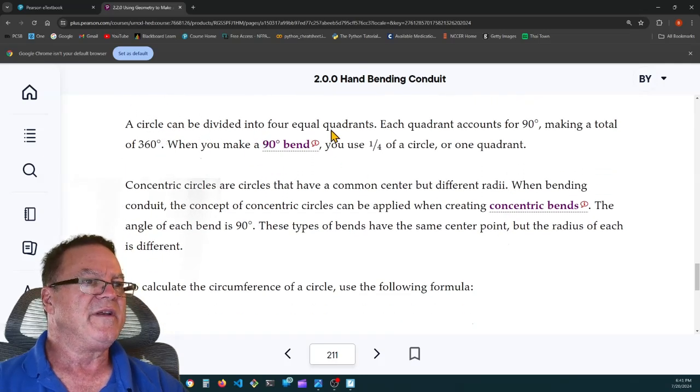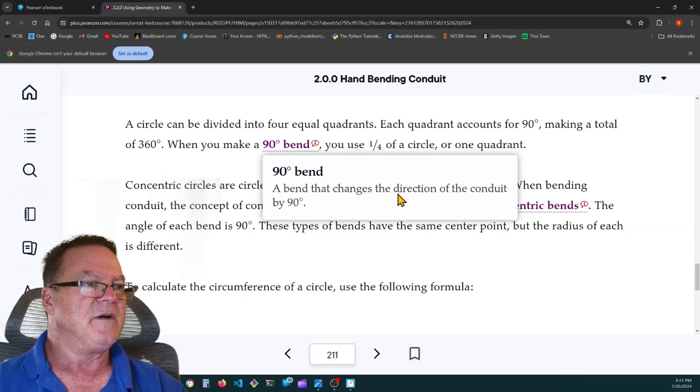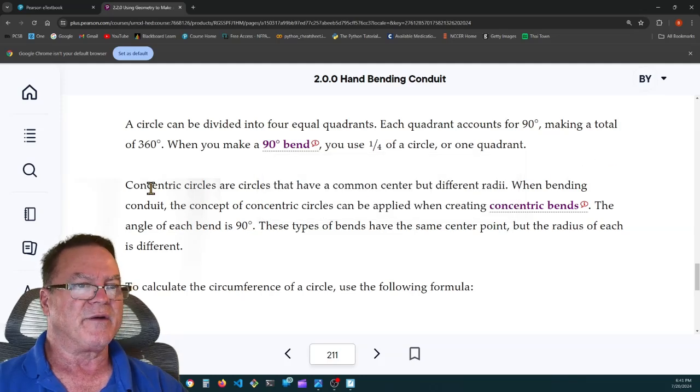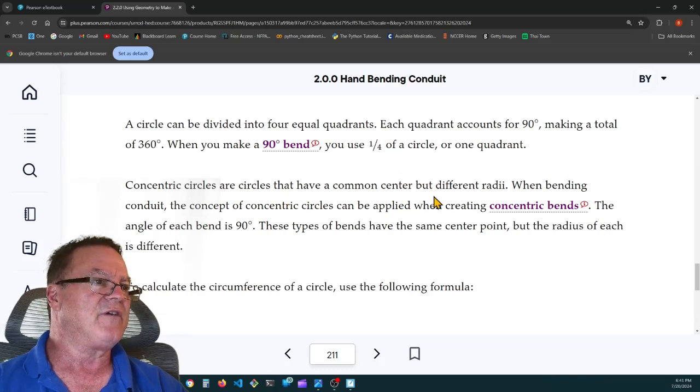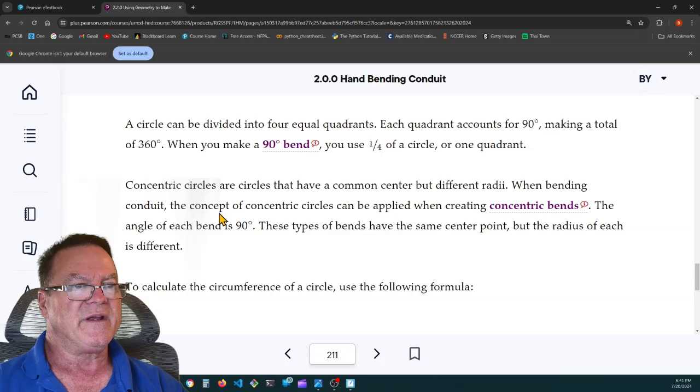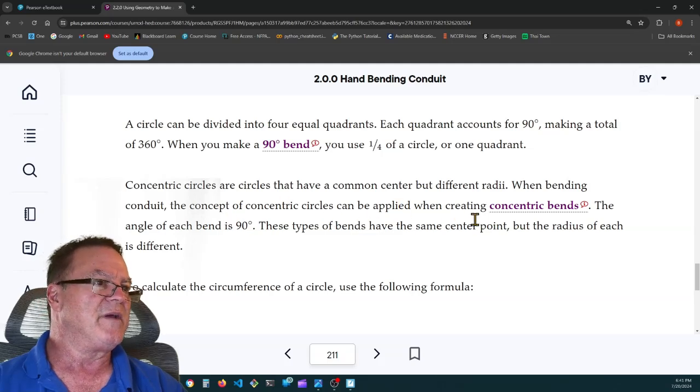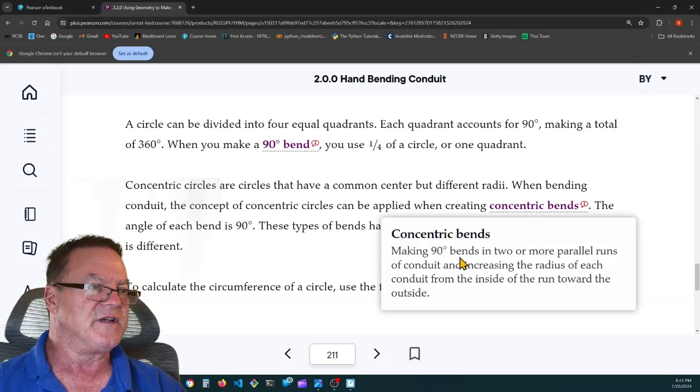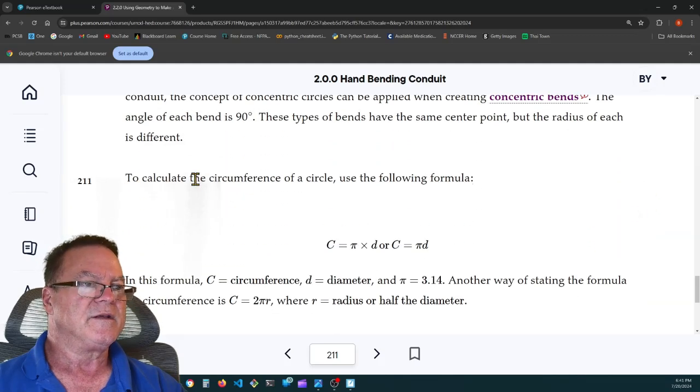So it goes on to say a circle can be divided into 4 equal quadrants. Each quadrant accounts for 90 degrees, making a total of 360 degrees. When you make a 90-degree bend, you use a quarter of a circle, or 1 quadrant, a bend that changes direction of the conduit by 90 degrees. Concentric circles are circles that have a common center but different radii. When bending conduit, the concept of concentric circles can be applied when creating concentric bends, making 90-degree bends in 2 or more parallel runs of conduit and increasing the radius of each conduit from the inside of the run toward the outside.